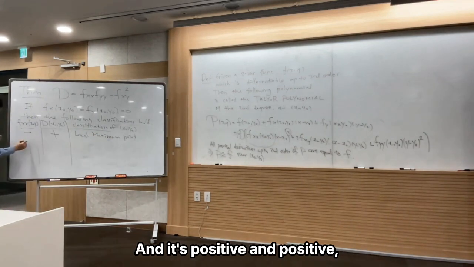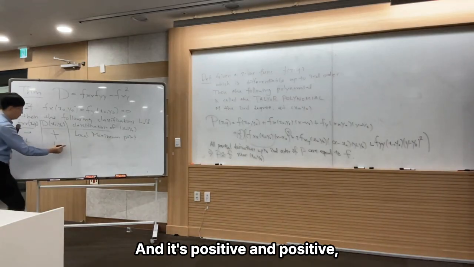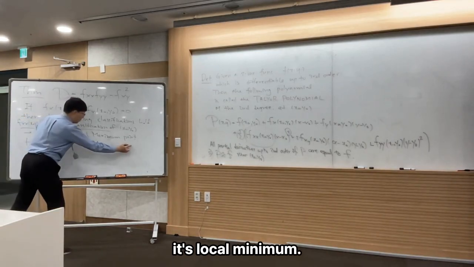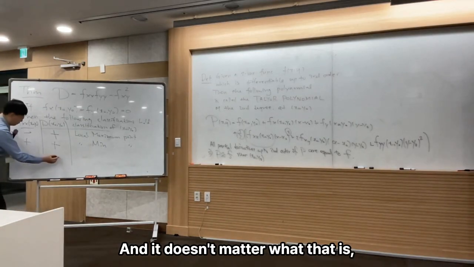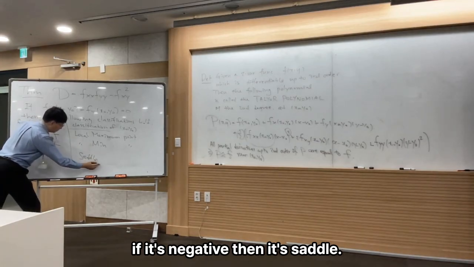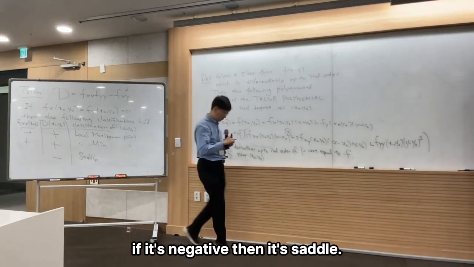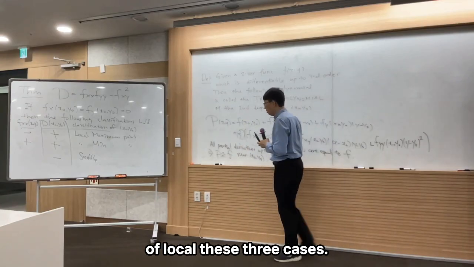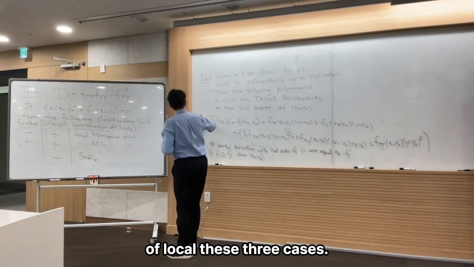And if it's positive and positive, it's a local minimum. And it doesn't matter what f_xx is. If D is negative, then it's a saddle. So I'll give you the picture of these three cases.